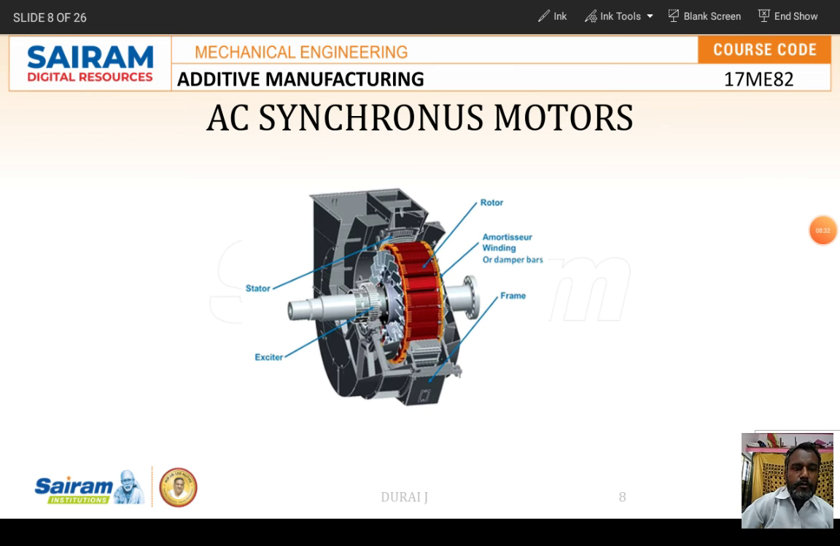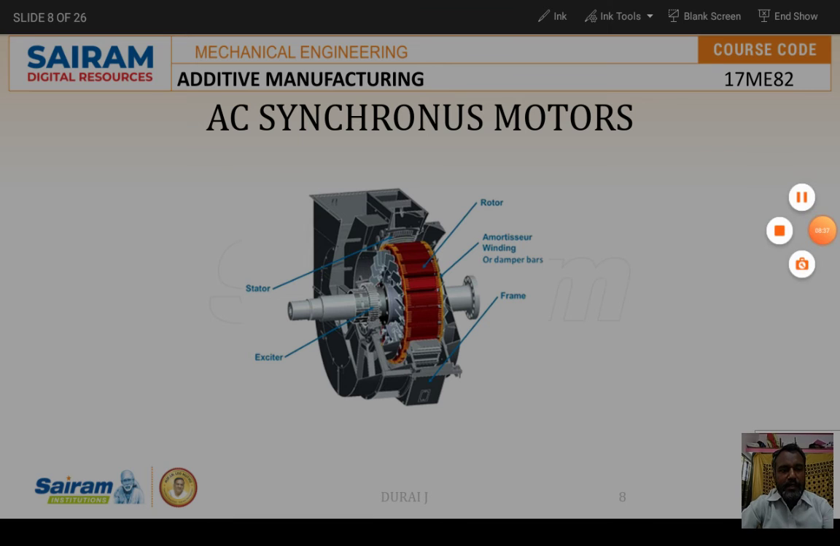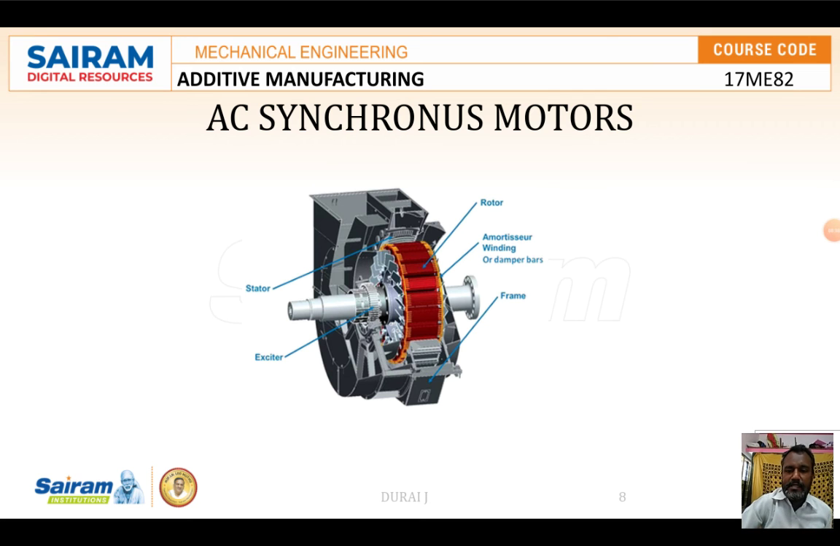Next we are going to see the AC synchronous motor. The AC synchronous motor consists of a stator, exciter, rotor, armature, damper bars, and frame. So these are all the parts used. The armature winding and damper bars are the same. So here we will see about the AC synchronous motor.